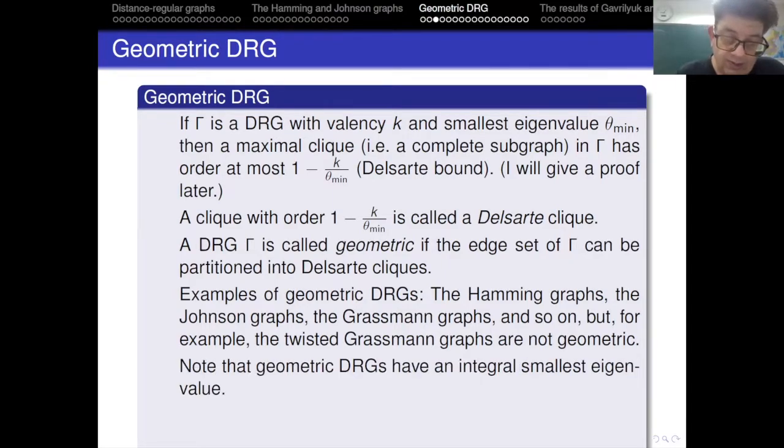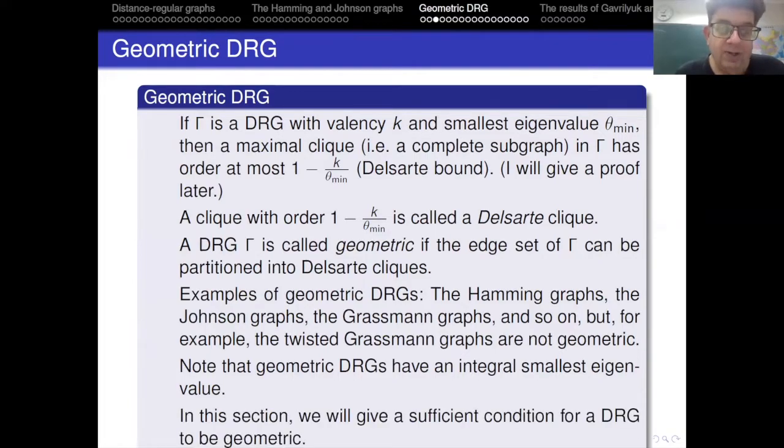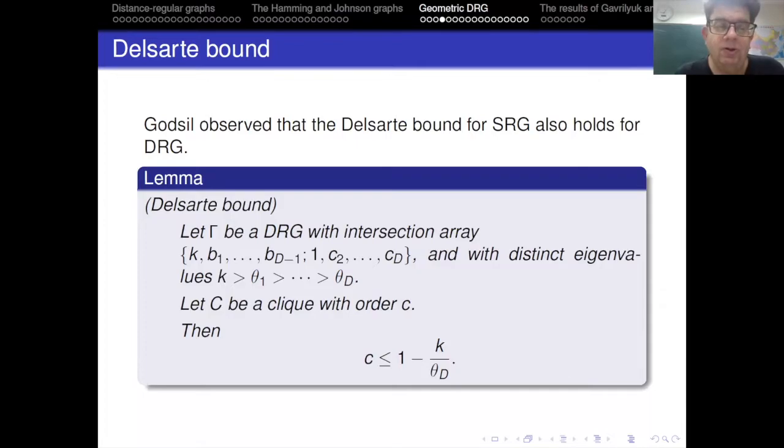Geometric distance regular graphs have an integral smallest eigenvalue, because the order must be an integer. So if 1 minus k over theta min is an integer, then theta min must be rational. But theta min is an algebraic integer, and if it's rational, it must be an integer. In this section, we give a sufficient condition for a distance regular graph to be geometric. Chris Godsil observed that the Delsarte bound for strongly regular graphs also holds for distance regular graphs.